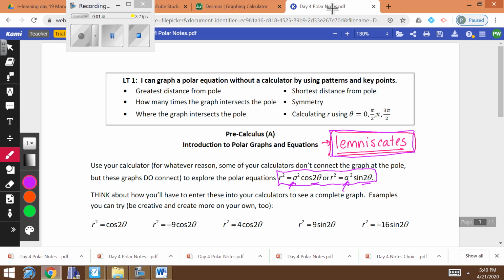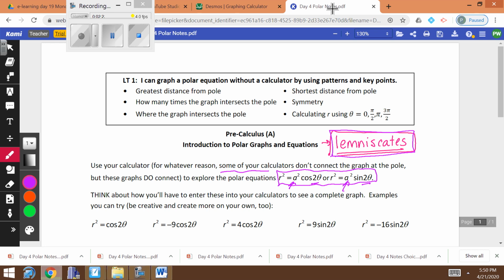Just a side note on the calculator. Some of the calculators don't actually connect the graph at the pole. It looks like they don't connect, but they do actually connect. I think there is a setting you can change, in the window, some kind of pitch of the theta and stuff. I don't need you to worry about that, but just recognize that for some reason on some of the calculators, it looks like it doesn't graph at the pole, but it does actually connect there. So again, use Desmos, use your calculator.